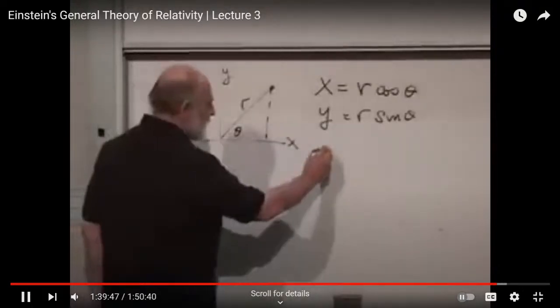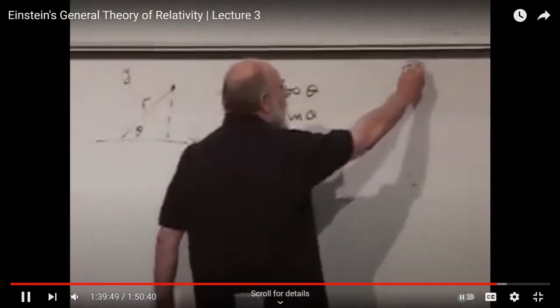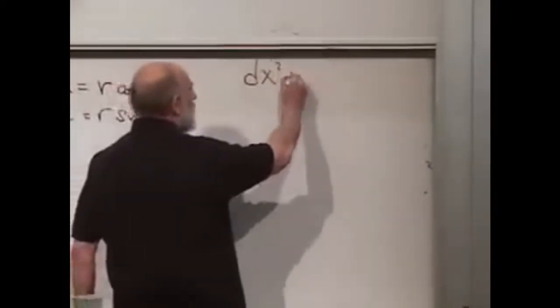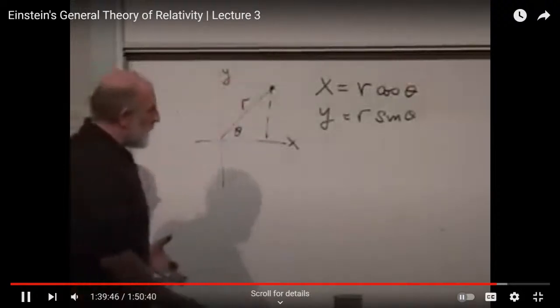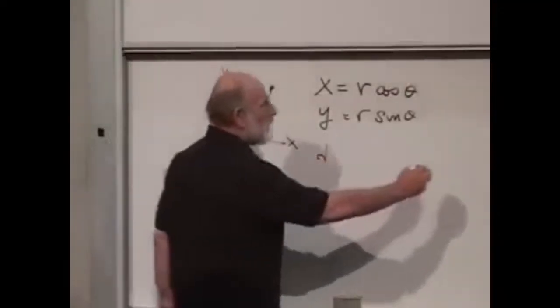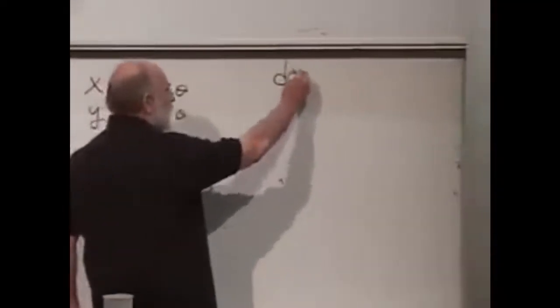It's just dx squared plus dy squared. Let's write it over here. What are we doing? The length, the metric, which we know what it is. It's just dx squared plus dy squared.